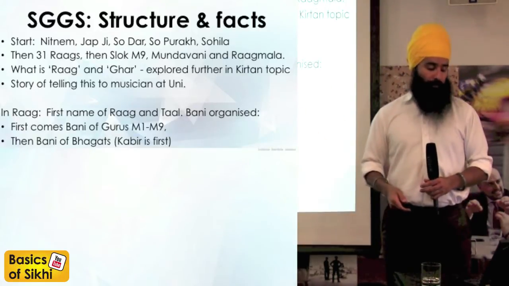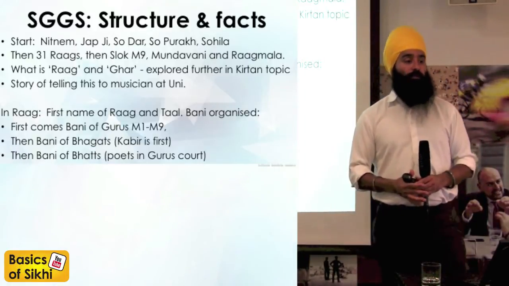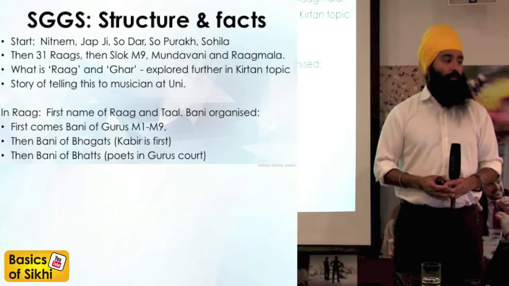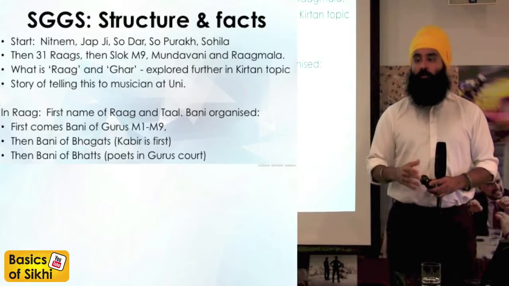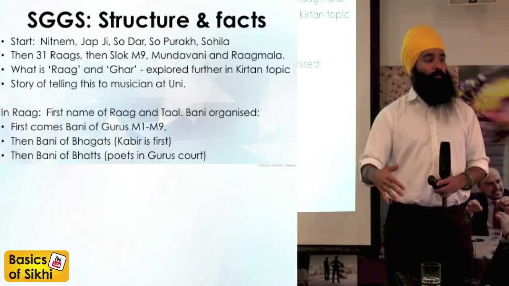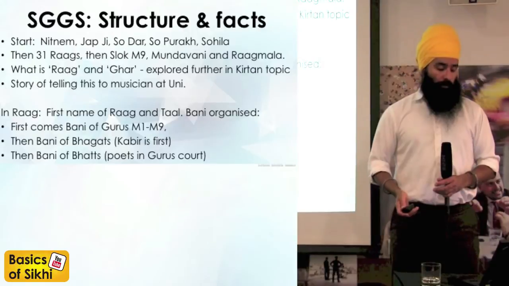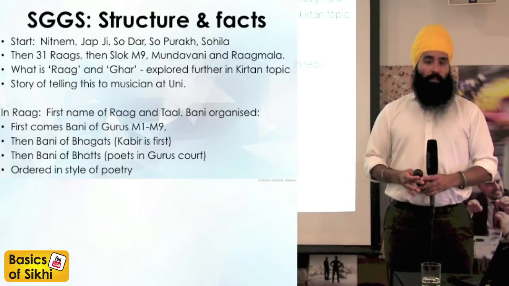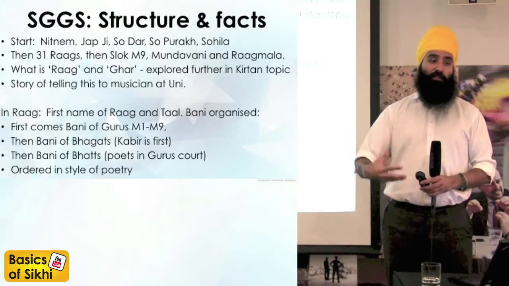Then after that, you get the Bani of the Bhats, the poets in Guru Sahib's courts, who are not the same level as the Bhagats. They're obviously still signed off by Guru Arjan Dev Ji. What they wrote is still signed off, but they're not seen at the same level. And it's ordered also within the Bani itself, it's ordered in style of poetry.